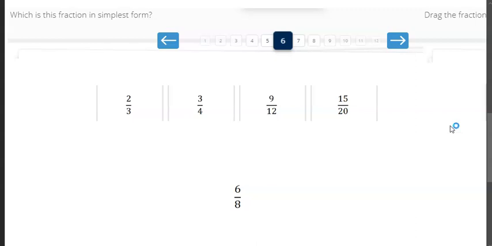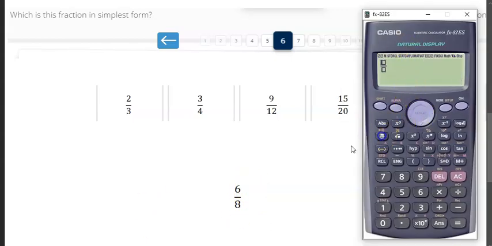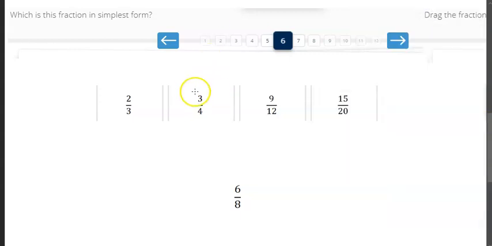Now, this question here, which is this fraction in simplest form, and the fraction is located here, usually on the top. And this is kind of like the first question, but there's actually not as many steps. All you're doing is grabbing your calculator, putting the required fraction in, 6/8, and getting it in its simplest form, which is 3/4. So in this case here, our answer is 3/4.